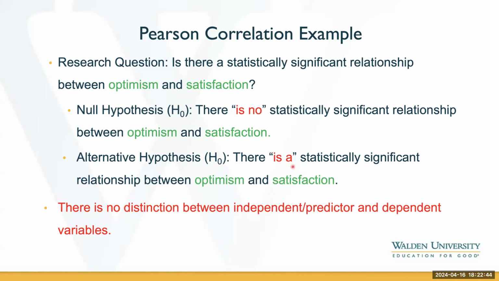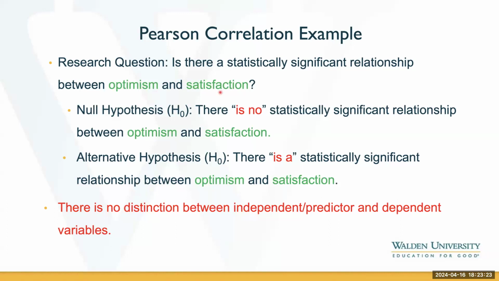That's what we're trying to do, again, conceptually, just as we've done with all statistical tests that we have looked at thus far. The important thing to understand about the Pearson's correlation test is that there is no distinction between independent or predictive variables and dependent variables. When we look at these variables that I have in green, optimism and satisfaction, there is no such thing as one is an independent and one is a dependent. We are simply saying that we're looking to see if they are related to each other.